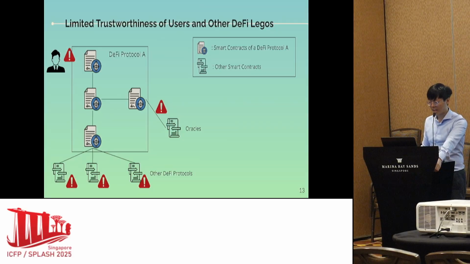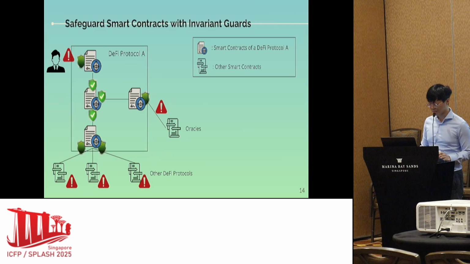Despite the lack of complete trust, DeFi protocol A must still rely on them because they represent the fundamental infrastructure of the DeFi ecosystem. So building without using this infrastructure, DeFi Legos, would require an impractical amount of engineering work to rebuild the whole DeFi world, which is not possible.